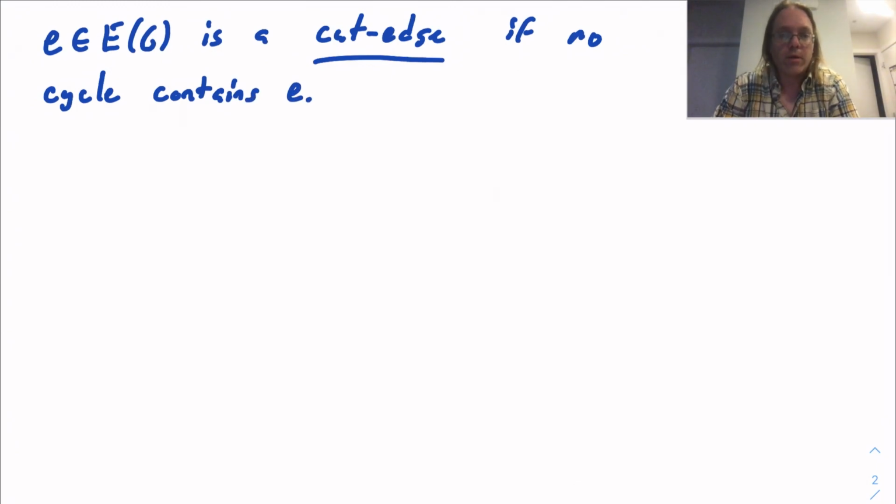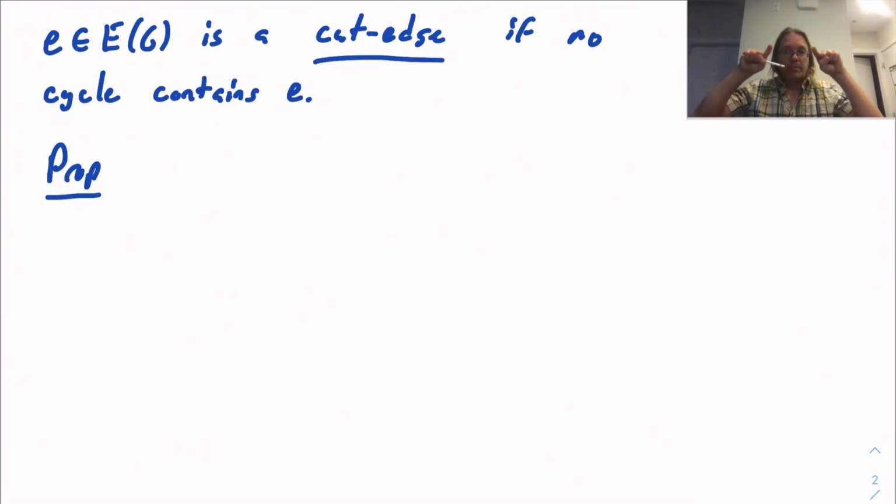Okay, so as I said, we're about to get some equivalences here. Let me just start. So what does it mean that you have an edge E that's a cut edge?